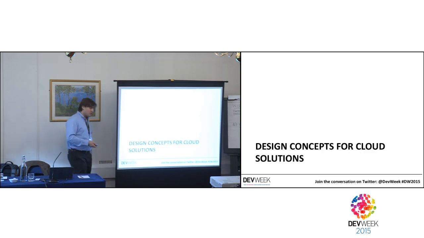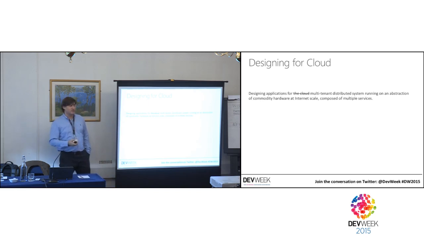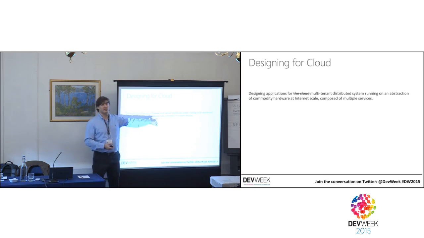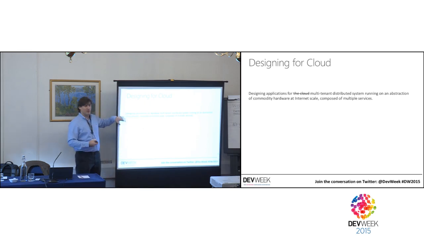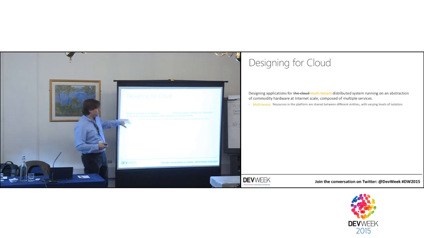So the design concepts for the cloud. When you say designing for the cloud, it doesn't mean really anything. It's designing for multi-tenant distributed systems. It's designing for a multi-tenant distributed system with an abstraction on commodity hardware, internet scale, composed of multiple services. That's what designing for the cloud is. We're designing in a distributed environment, running on commodity hardware, having the scale of the internet, and composed of multiple services. That's an actual design for the cloud. So let's start to break it down. Multi-tenant.